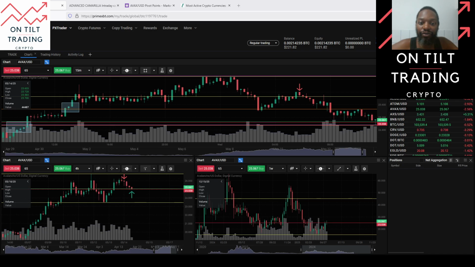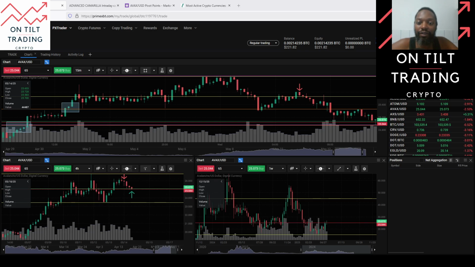I took an entry here and several entries throughout this pullback. My next to last entry wound up being right up here at the top, at 25.996. So pretty high up there, and I think the high at the time was 26.008.